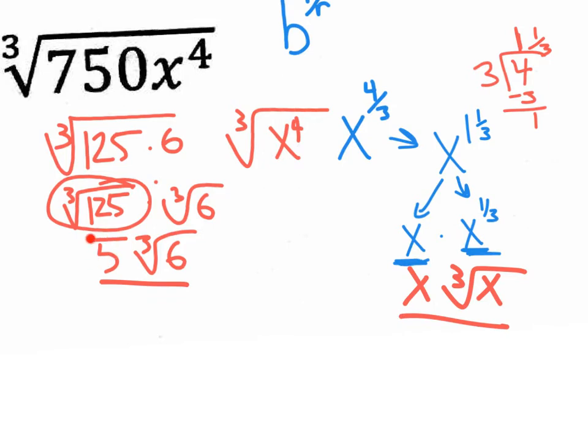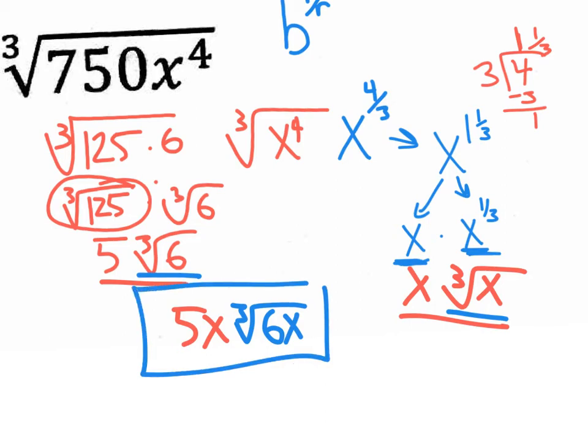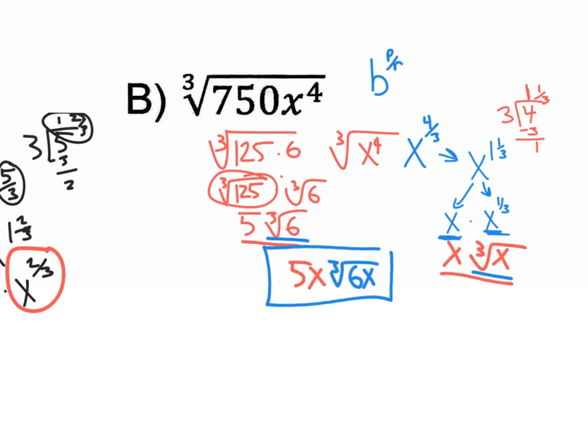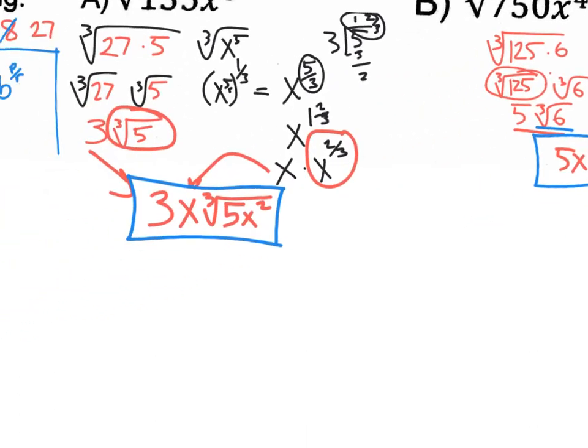So this 5 right here times this x over here is going to be 5x. And then let's multiply the cube root of 6 times the cube root of x. In other words, just put them together underneath one cube root. That'll be the cube root of 6x. Ladies and gentlemen, that's the answer for that one. I hope this helps. Again, please ask me questions if you're still confused about this.